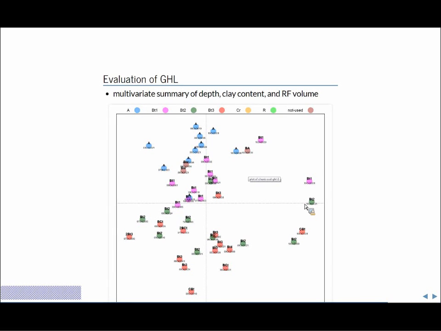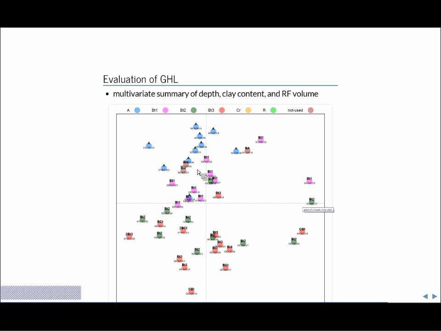And this right here is something called a principal coordinates plot, and it's a dimensionality reduction technique so that you can take depth, clay content, rock fragment volume, pH, what have you, and compress that down to a two-dimensional figure where you can look at the proximity of these different points. Each symbol is a horizon. It's labeled with the original horizon designation and colored according to the generalized horizon label.